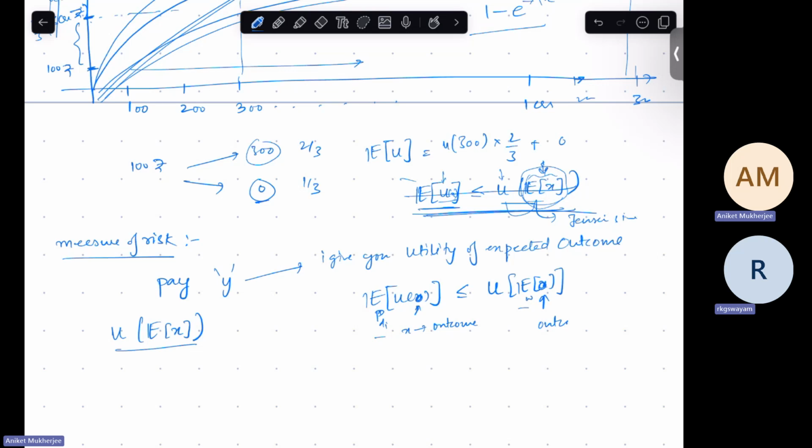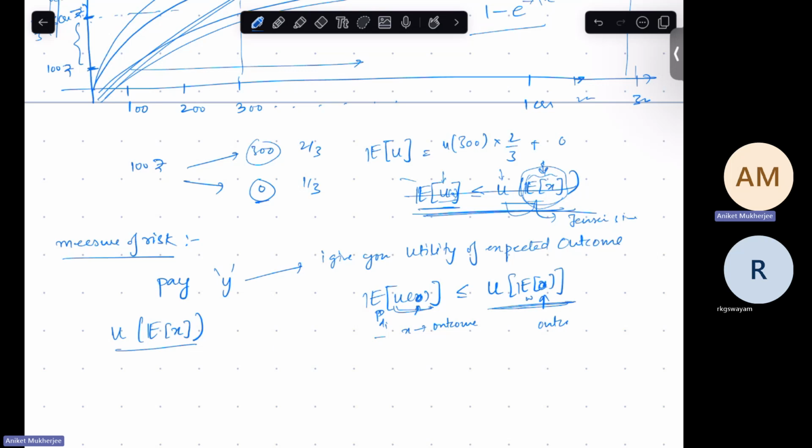Basically, on the left you're taking the outcomes, applying the utility function to them, and then taking an average. Here you're taking an average of all the outcomes and then putting it into your utility function. Here what I'm saying is that you don't need to worry about any randomness. I have some randomness with me, and I'll take the average.